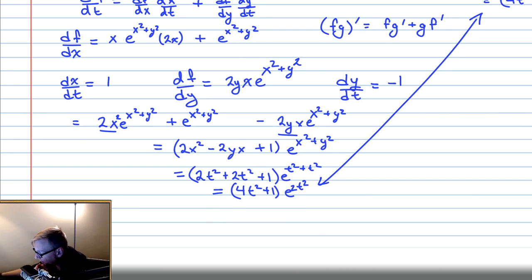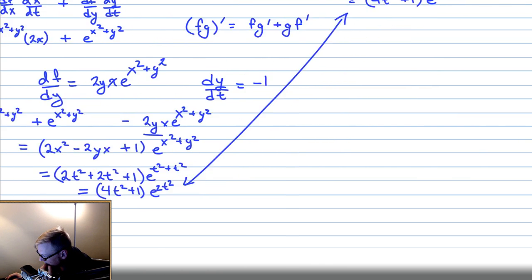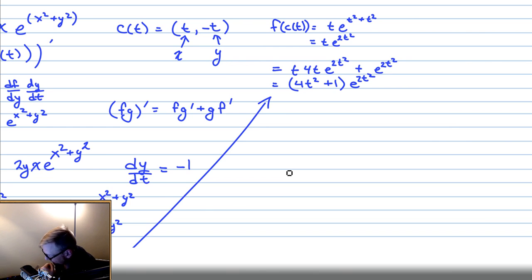And since I did it on the side, we've got f of c of t is t e to the t squared plus t squared, or e to the 2t squared. Try to say it right. So then you got t times 4t squared plus 1, and this is acting on e to the 2t squared. Verified.